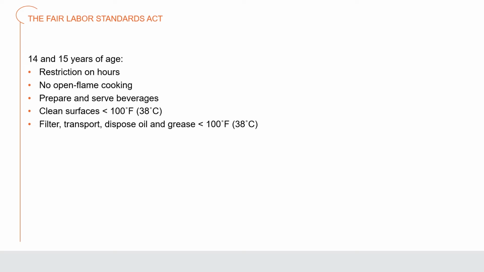They can prepare and serve beverages and use machines appropriate for performing this, and other work such as dishwashers, coffee grinders, milkshake blenders, popcorn poppers, and microwaves that do not warm above 140 degrees. They may clean kitchen surfaces and non-power driven kitchen equipment only when temperatures of surfaces do not exceed 100 degrees. They can filter, transport, and dispose of grease only if the temperature does not exceed 100 degrees.